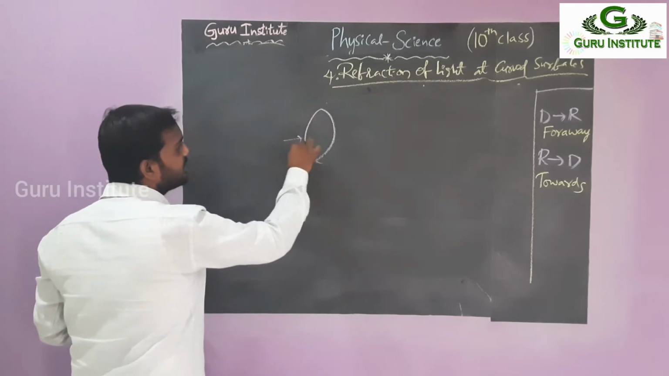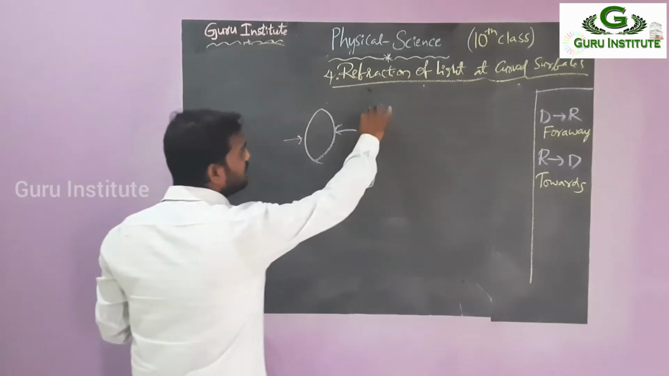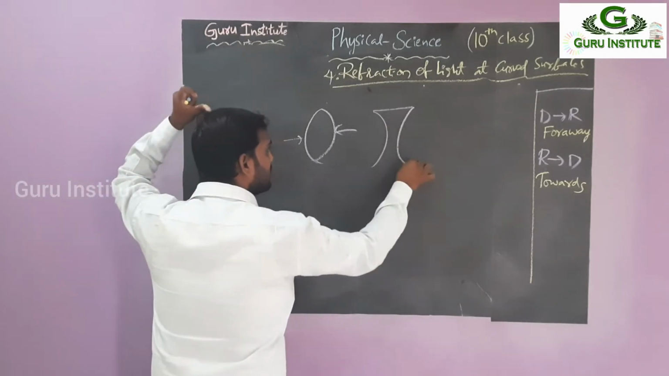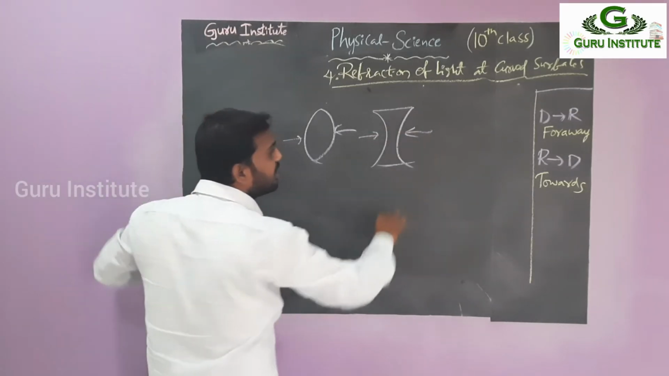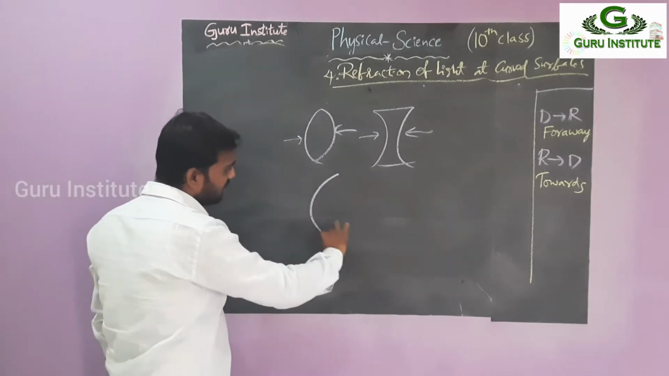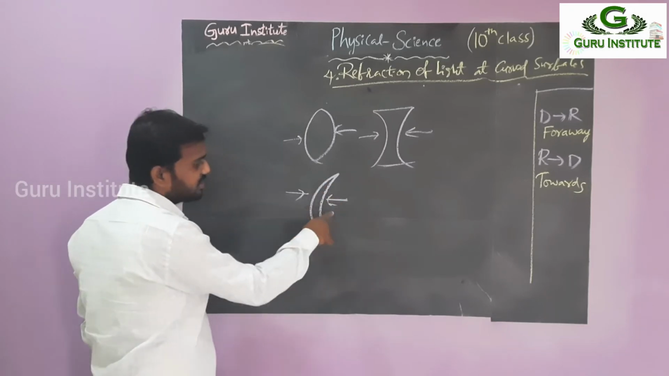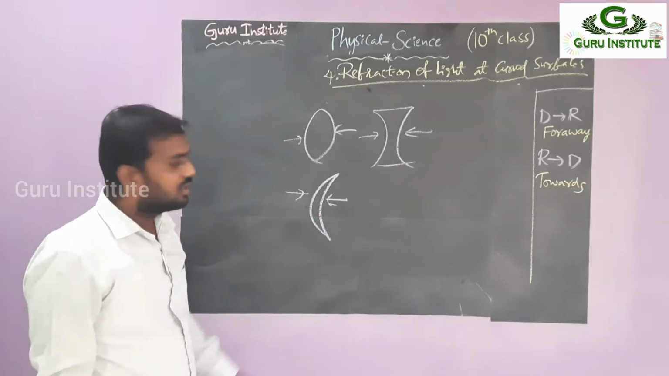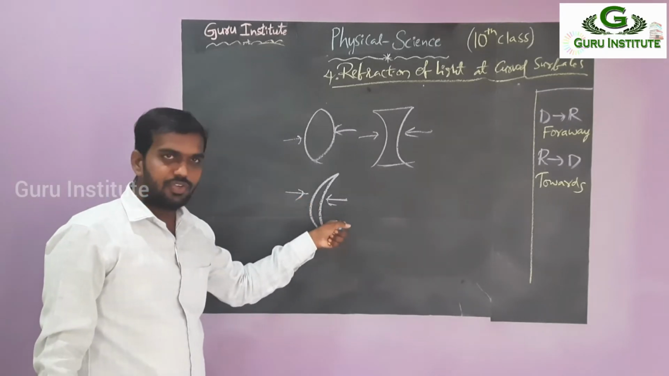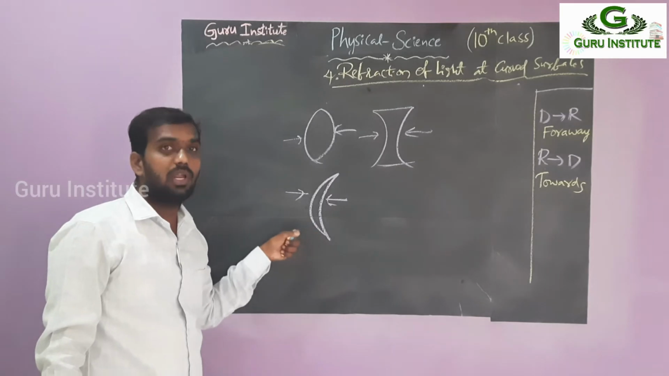Both side convex shape is there. This is biconvex lens or convex lens. Both side concave shape is there. This is biconcave lens or concave lens. One side convex, other side concave shape is there. This is called convex concave shape, concave convex lens or bifocal lens.